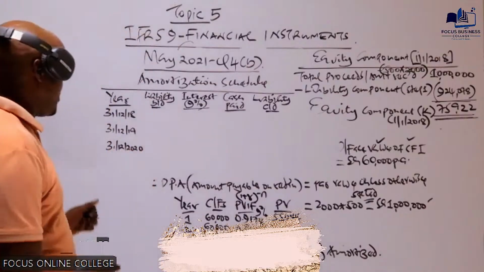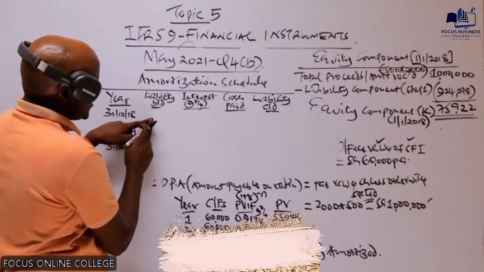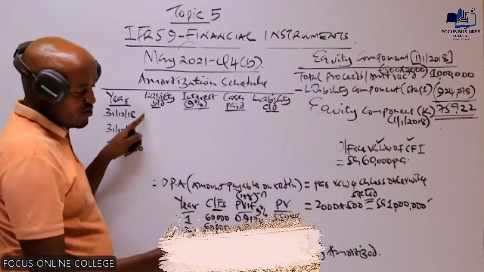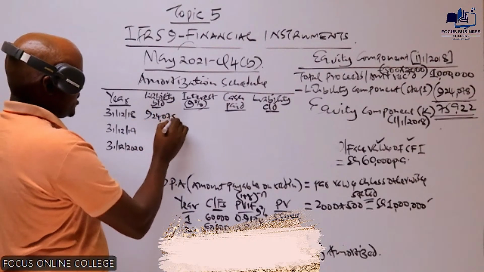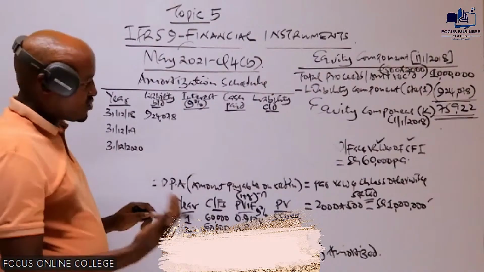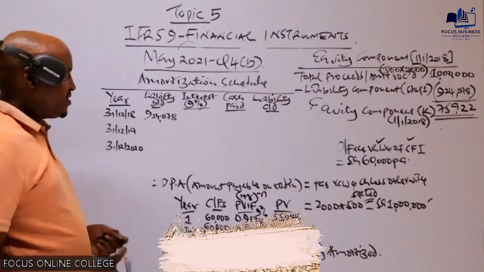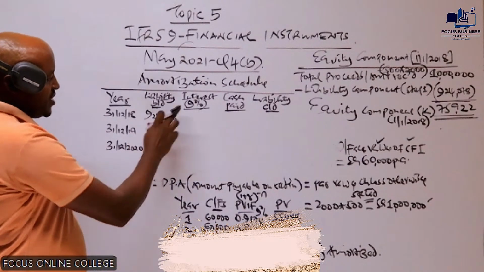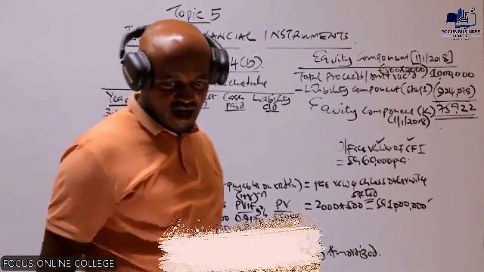So the liability at the start of year 1 is what we have computed here. That is the amount we want to amortize: 924,078. That is what we want to amortize up to the end of year 3. At the end of year 3, it should be 0. Then we compute the interest. The interest should be 9% of the liability at the start. So that will be an amount of how much?